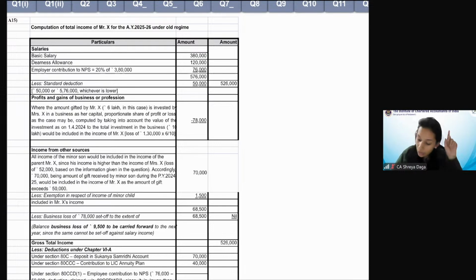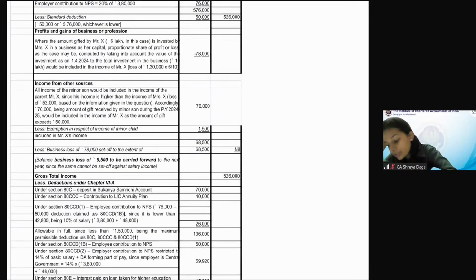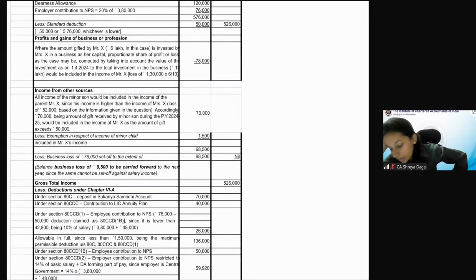You remember contribution to NPS scheme. Employees also contributed to NPS scheme. So employees contribution will come in here. Employees contribution to NPS scheme was how much? 20% of basic, which means 76,000. And less 50,000 reduction, so you'll get an 80CCD 1B. So here you will reduce that. And since it is lower than 42,800 being 10% of salary, right? So that way you're going to calculate 80CCD1.